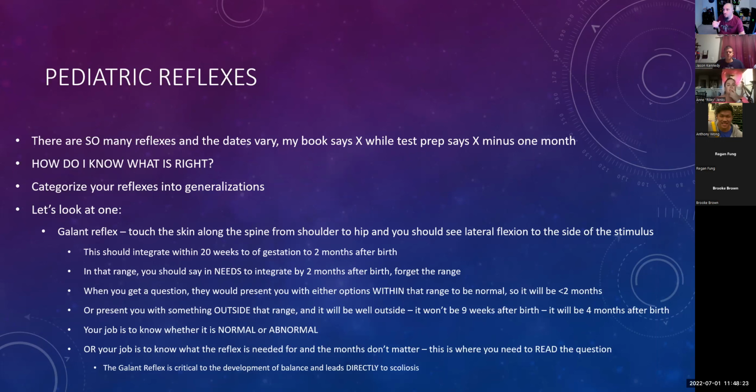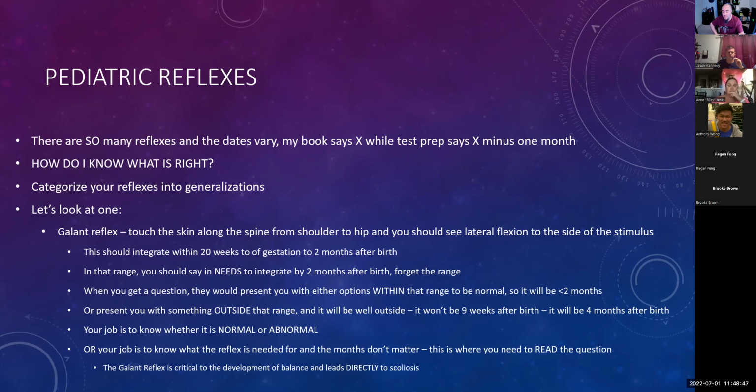So I grouped into quarters. I said, Galant must be integrated by 3 months. Anything after that is going to be outside the range. Anything under that will be inside the range. And that helped me kind of organize it, because what you need to know is: is it normal or abnormal to have that integrated or not integrated? And that's where reading the question is going to come into play.